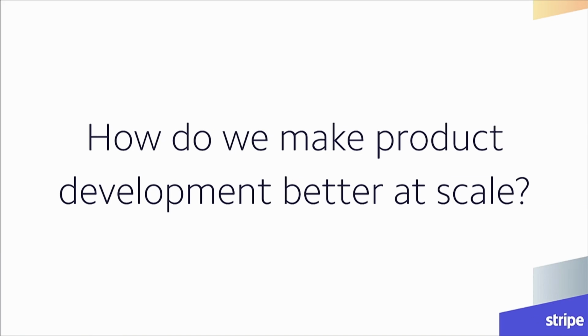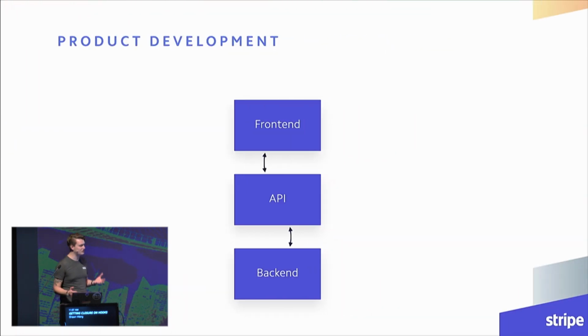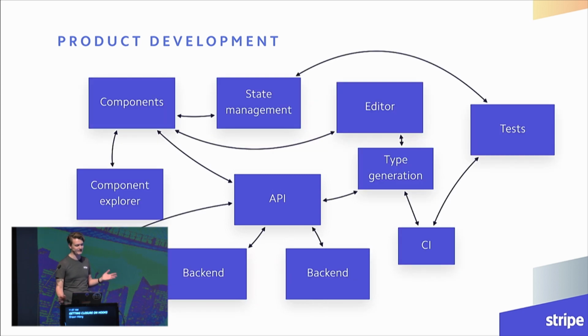So how do we make product development better at scale? It's the at scale part here which I'm really interested in. The traditional product development looks a bit like this, right? You have a front end, you have a back end, and you have an API which lets you talk to one another. This is what the ideal situation would look like, but in reality, it looks more like this.